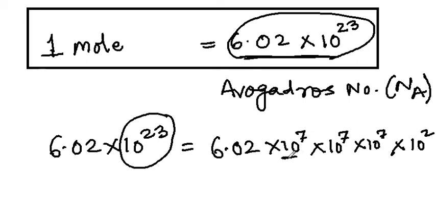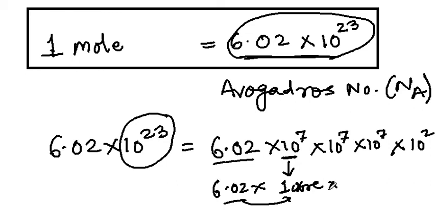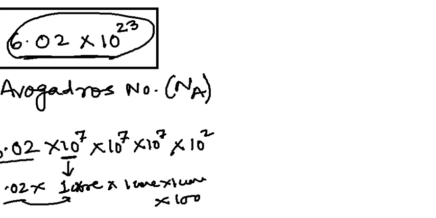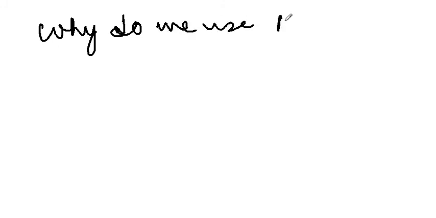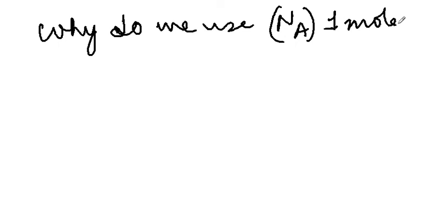So 10 to the power of 7 is 1 crore. How big is this number? It is 6.02 crore times multiplied by another crore times multiplied by another crore times, and you multiply that by 100. That's how big Avogadro's number is. Now, why do we use Avogadro's number, or simply, why do we use mole?